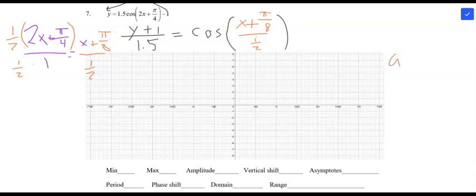So once again, try to find your A, B, H, and K on your own. So pause the video and try. Period. Amplitude. Try to find all that stuff.